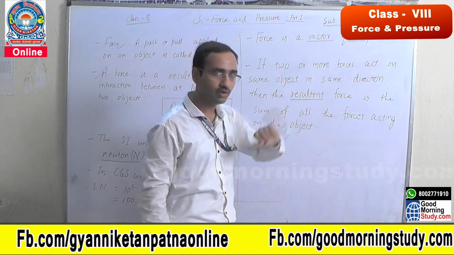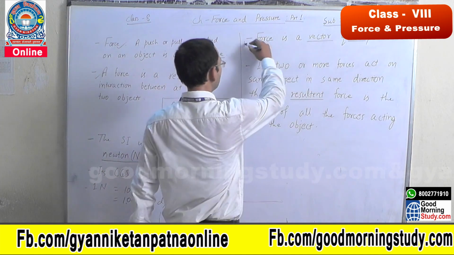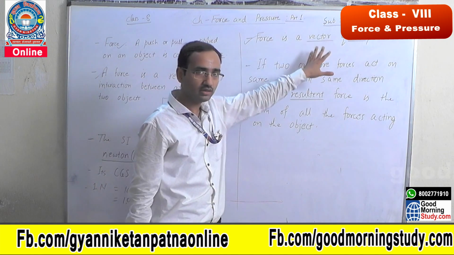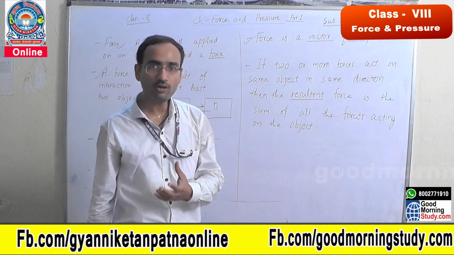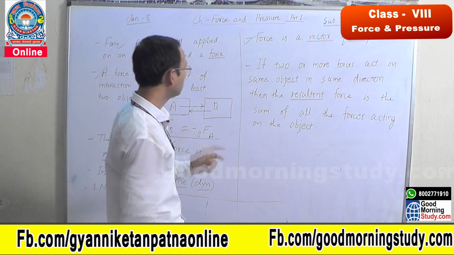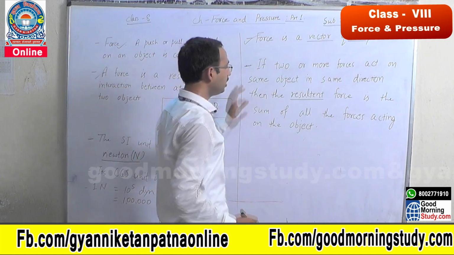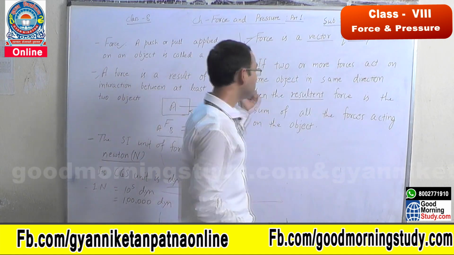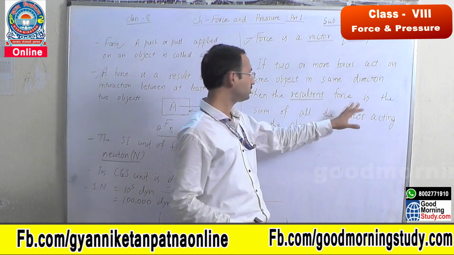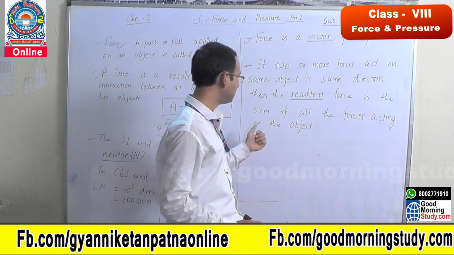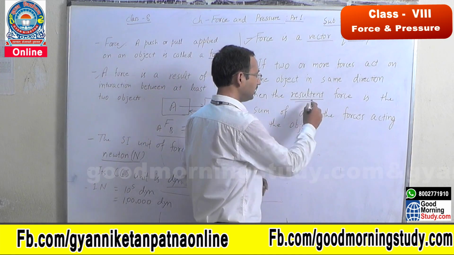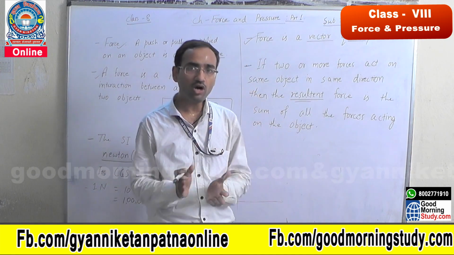So force is a vector quantity, you can see. Now, if it is a vector quantity, the direction of force also has importance. How? Let us see. If two or more forces act on the same object in the same direction, then the resultant force is the sum of all the forces acting on the object. Here the meaning of resultant is the result of all the forces.